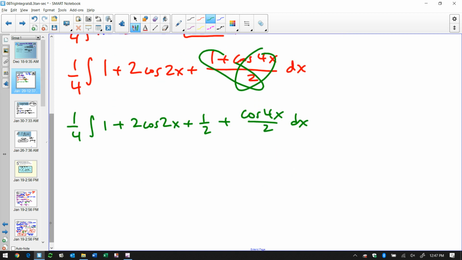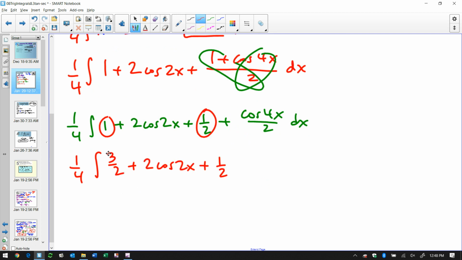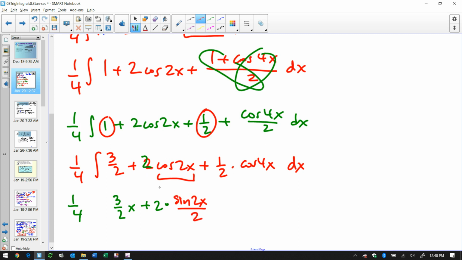And I think I can take the integral here. This integral here is going to be, let me see, actually let me combine the 1 and the 1/2. So this will be 3/2 plus 2 cosine 2x plus 1/2 times cosine 4x dx. So now let me go ahead and take the integral. The integral of 3/2 is 3/2 x plus 2 times, so this 2 right here is just a scalar, 2 times the integral of cosine 2x. The integral of cosine 2x is sine 2x divided by 2, and the x's cancel out, so there's not a problem there.